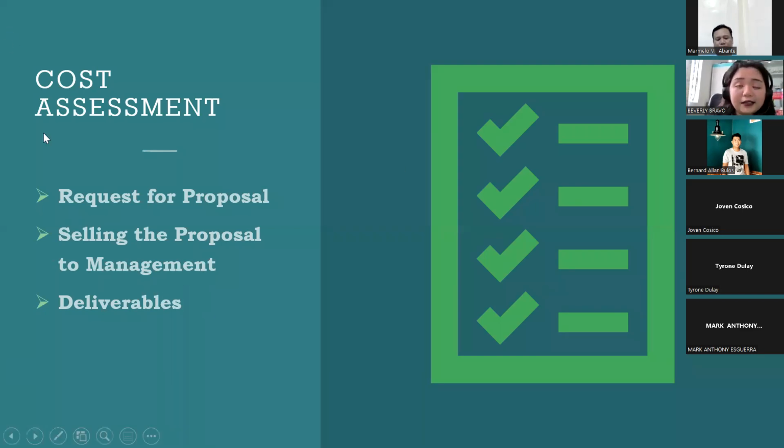Okay. So the last process is the cost assessment. This is the most crucial part, of course, aside from the tedious technological design. But the cost is actually one of the crucial parts because you cannot actually start building the network design if you don't have a budget for it. So we have three processes here. Of course, submitting the request for proposal, or RFP. We also have selling the proposal to the management, and of course, our deliverables.